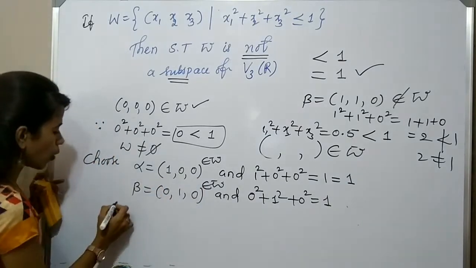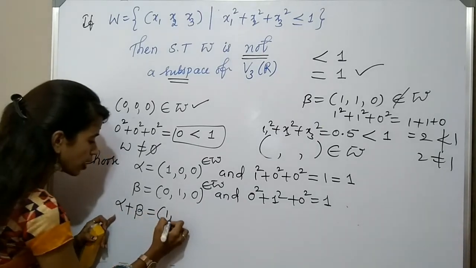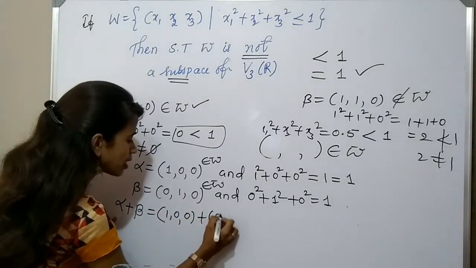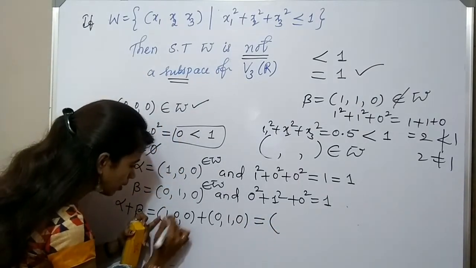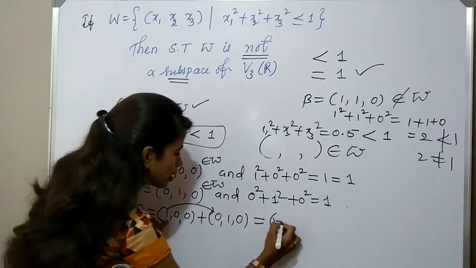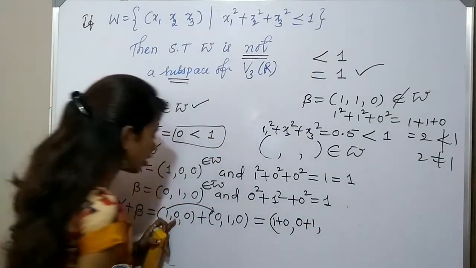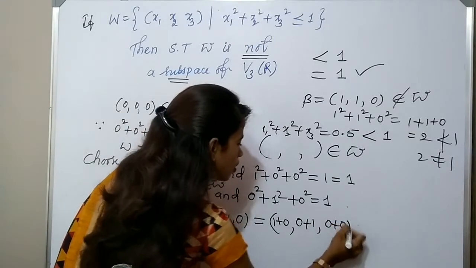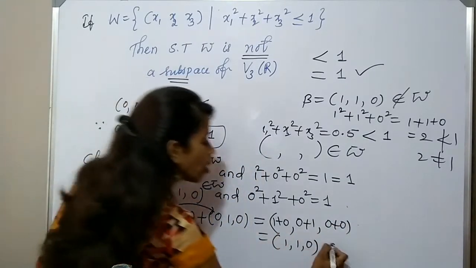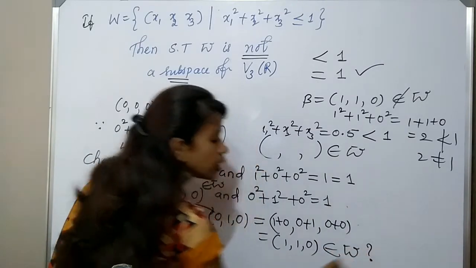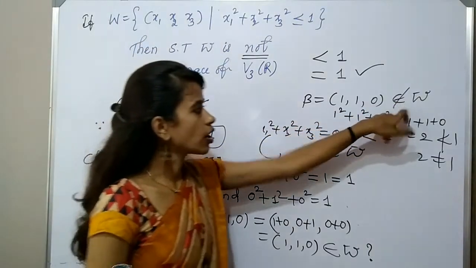Now what about alpha plus beta? Alpha is (1, 0, 0) plus beta is (0, 1, 0). If I add these, first: 1 plus 0. Second: 0 plus 1. Third: 0 plus 0. So what do I get? (1, 1, 0). Does it belong to W? (1, 1, 0) does not belong to W.